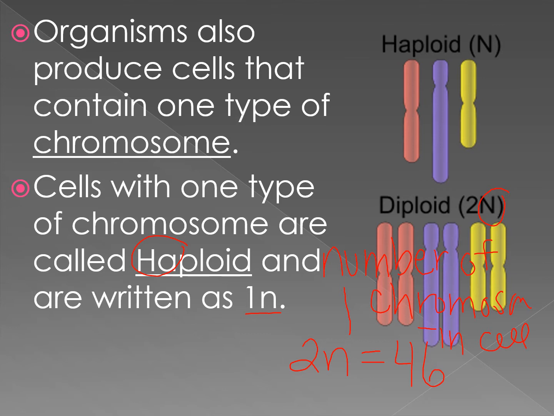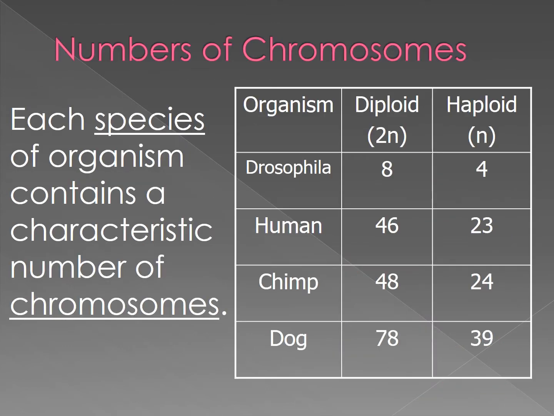How did we get a math equation to understand what N is? Well, 46 divided by 2 is 23. That means every mom cell, every dad cell has 23. When 23 and 23 come together, that's how it is. So each species has its own number of chromosomes.